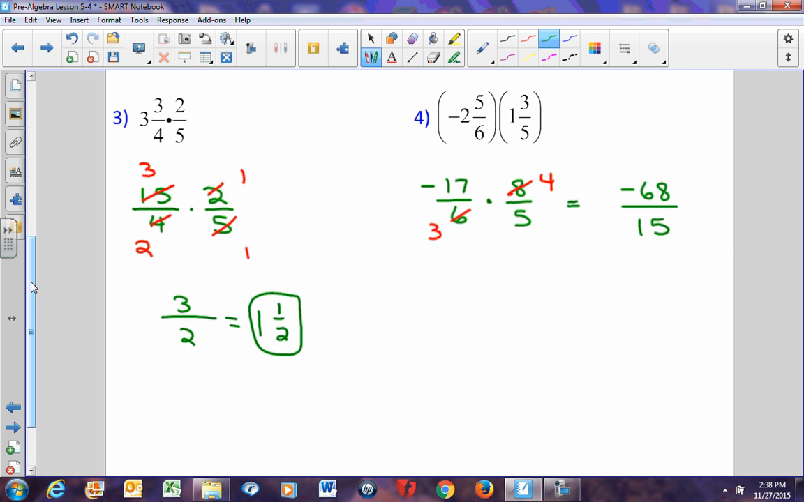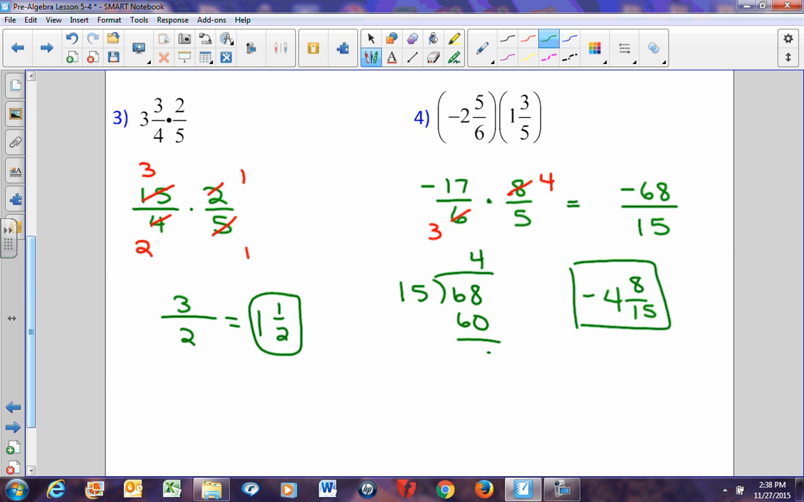I have an improper fraction, and I now need to change that back to a mixed number. 15 will go into negative 68. I know that 15 times 4 is 60. So it will go in negative 4 times with 8/15ths left over. So negative 4 and 8/15ths. Remember, if you have to, do it this way. 15 will go into 68 4 times, 15 times 4 is 60. So you have 4 and 8/15ths.